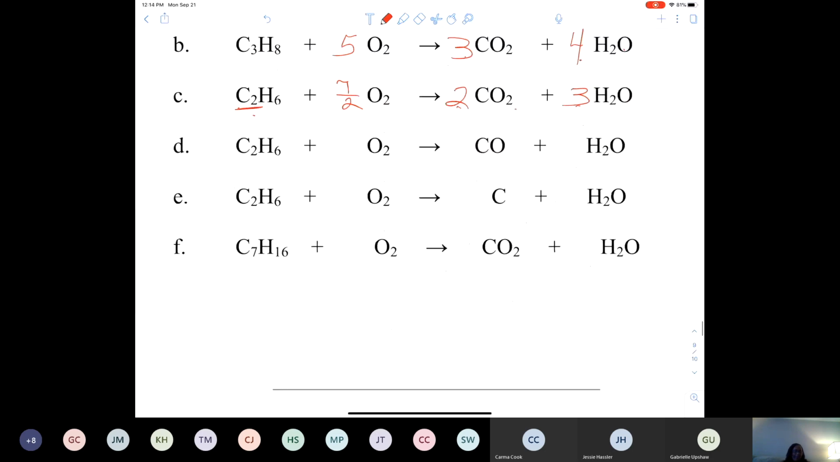And now we see we have ethane again, 2 carbons again, but this time we've got carbon monoxide as our product. So this is an incomplete combustion reaction. So again, we need to balance the carbons first. We've got 2 on the left, and we need therefore 2 on the right. Next, balance our hydrogens. We've got 6 on the left, so we need 6 on the right. Now we do our oxygen count. We've got 3 plus 2, which is 5. So we're going to need 5 halves on the left to balance the oxygen so that we have 5 on the left and 5 on the right.